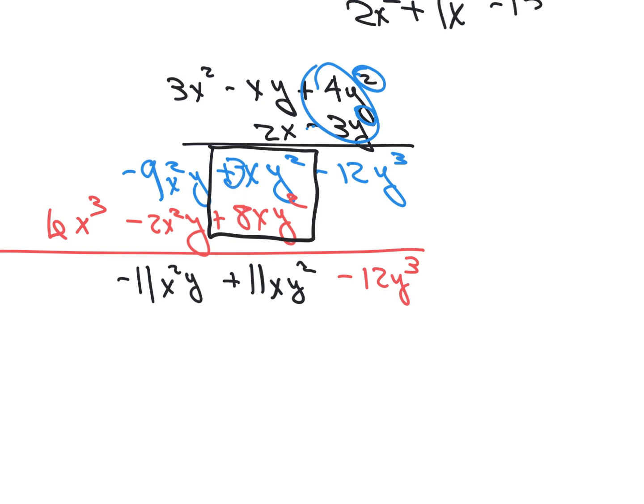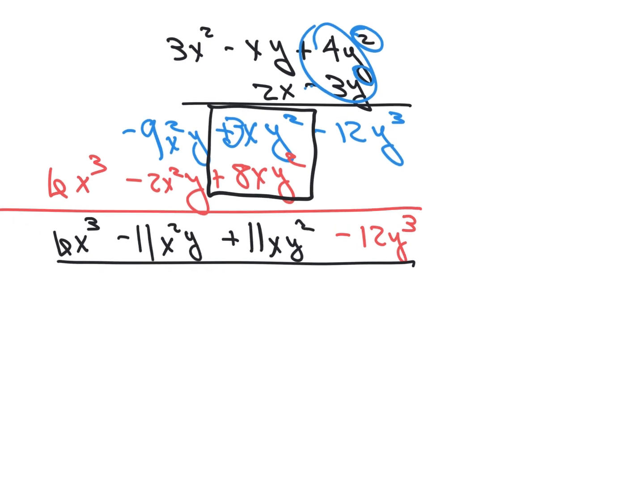And then finally, there's nothing to add to the 6x cubed. So at this point, I am done because there are no like terms here to combine. So I just multiplied those through vertically. I really like multiplying through vertically because it makes it easier to multiply huge polynomials. But there is a second method, and that is when you have two binomials.